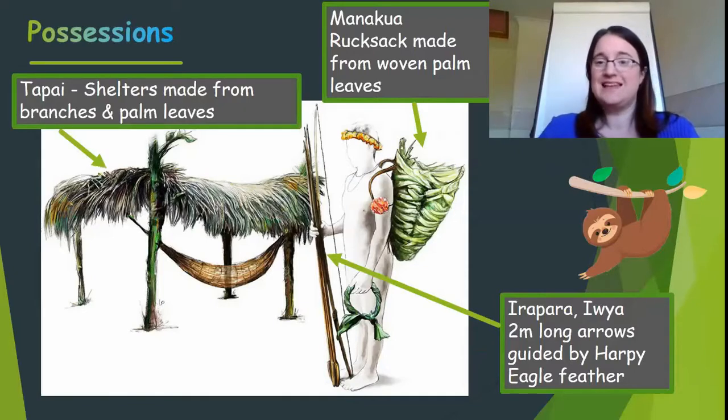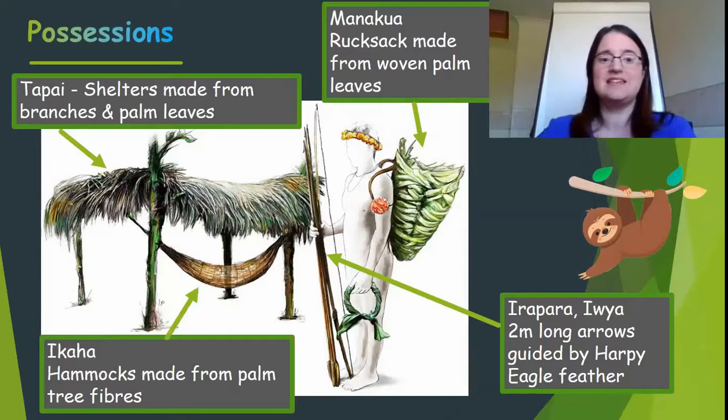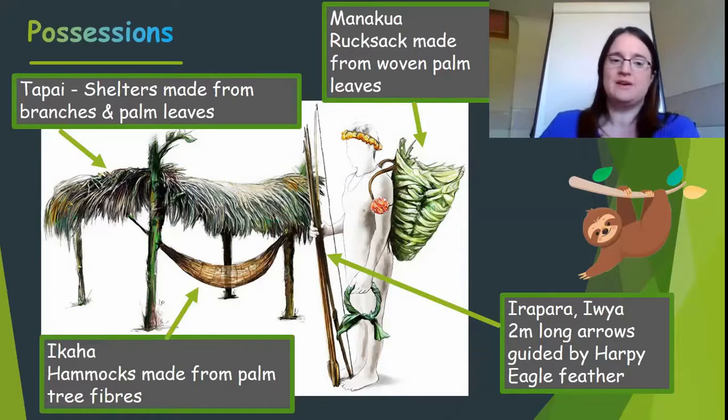Their home is literally just a shelter, so they literally just have a roof on their home which keeps them dry, the tapai. And the shelters are made from branches of trees and palm leaves that they've very carefully woven together. So it keeps them dry when the rains come, but it's not permanent because they might well be moving on. And then they sleep off the floor. Obviously, you wouldn't want to sleep on the floor because it's very wet on the forest floor. So they very sensibly build an acacia, which is a hammock made from palm tree fibers.